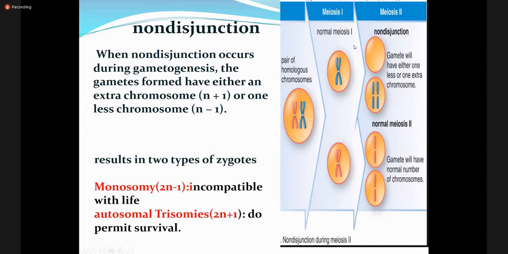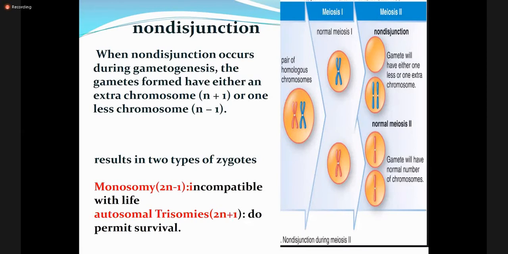Okay, but look at this blue one. What happened here? The non-disjunction: when the chromatids were supposed to be separated, they are not getting separated. So one nucleus is having two sister chromatids, and one nucleus is empty. So normally the human gametes or germ cells are haploid.